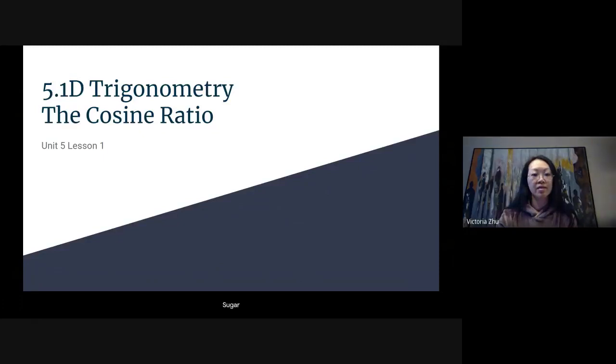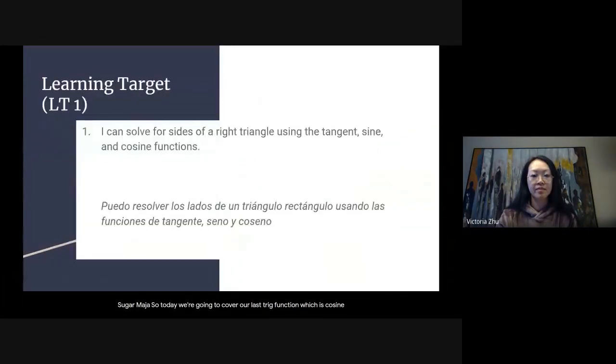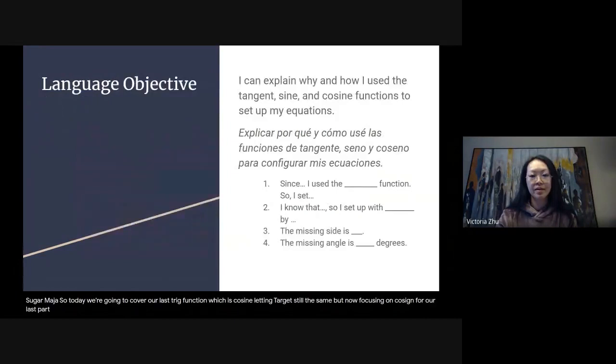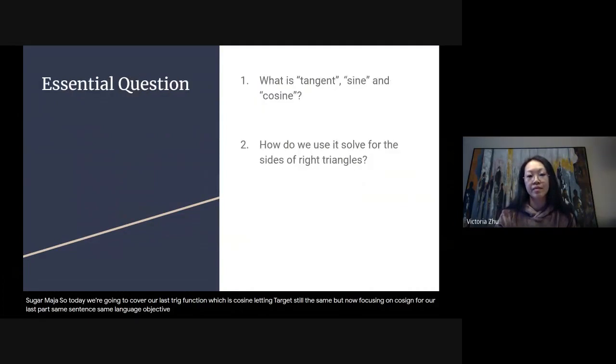学生们好. So today we're going to cover our last trig function, which is cosine. Learning target still the same, but now focusing on cosine for our last part. Same sentence, same language objective. And now we're going to learn about cosine and how we use it for solving for sides of triangles. You might be guessing it now.